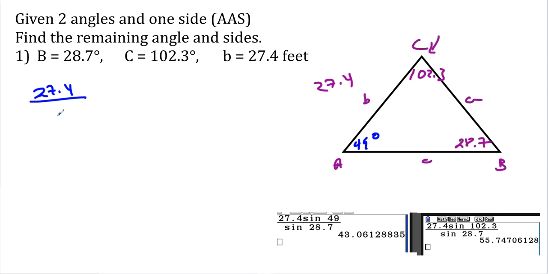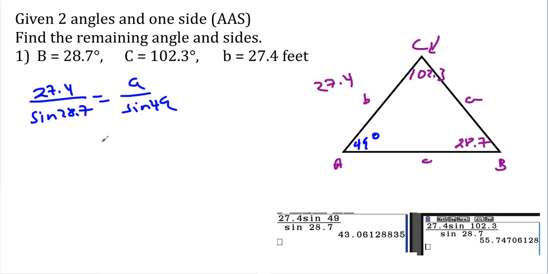That's B over sine of B, which is 28.7. Sine of 28.7. Make sure your calculator is in degree mode. Again, this is largely geometry, and we do things in degrees in geometry. And then we have A over sine of 49 degrees.